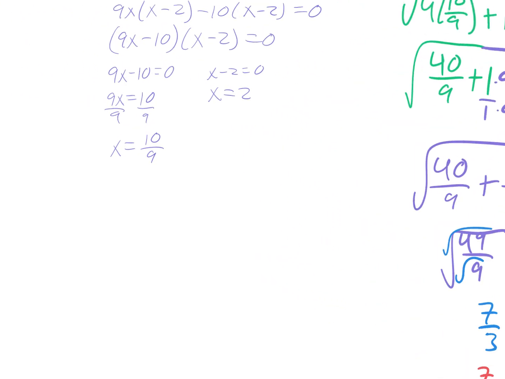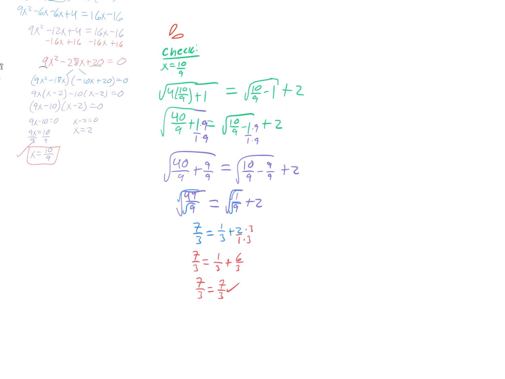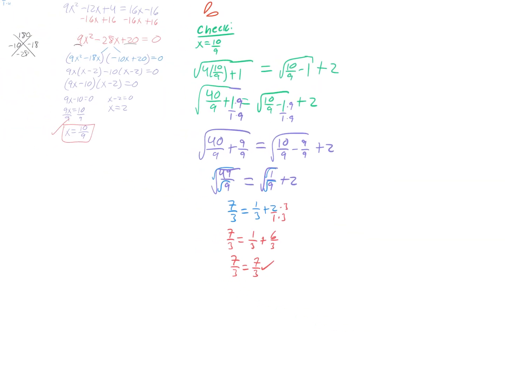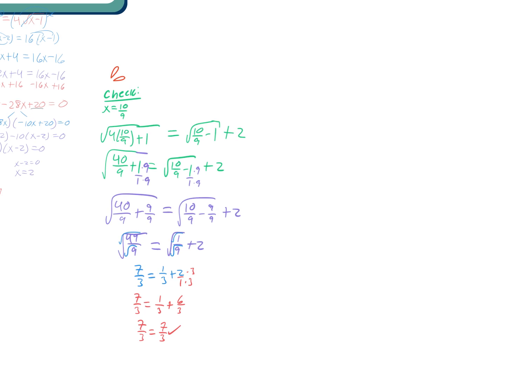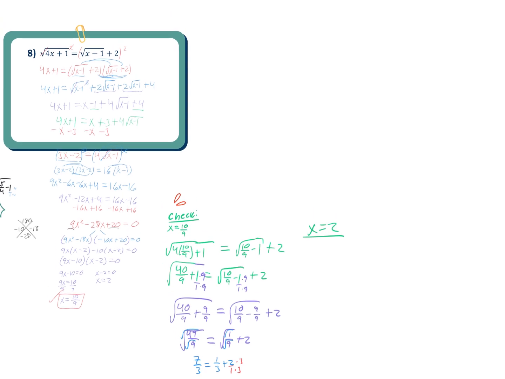All right, so 10 over 9 is a solution. This works. All right, let's do the same thing for x equals 2. So I'm going to check over here, x equals 2. Checking x equals 2, we should plug that into our equation. We should get the square root of 4 times 2 plus 1 equals the square root of 2 minus 1 plus 2.